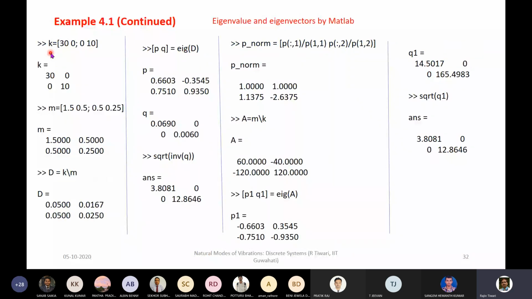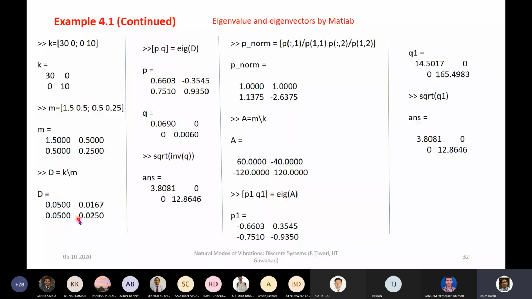So you define the K matrix. The K matrix is 30. So this is the definition of this in Matlab. This is the K matrix. Similarly, the mass matrix. This is the mass matrix. This is a Matlab command. If you want D, which is K inverse M, this is representing K inverse. The backslash is preferred. So it's something like M is above the K. So the K inverse is this.